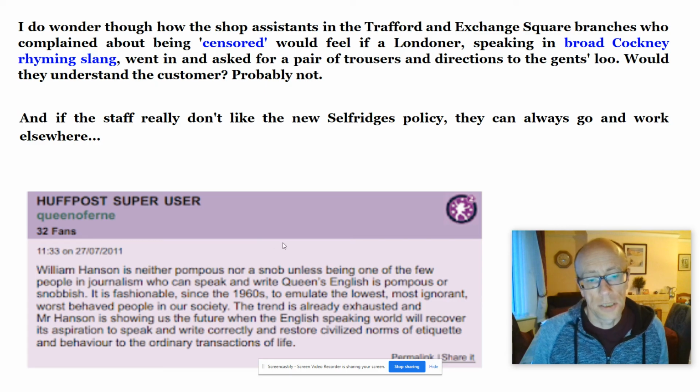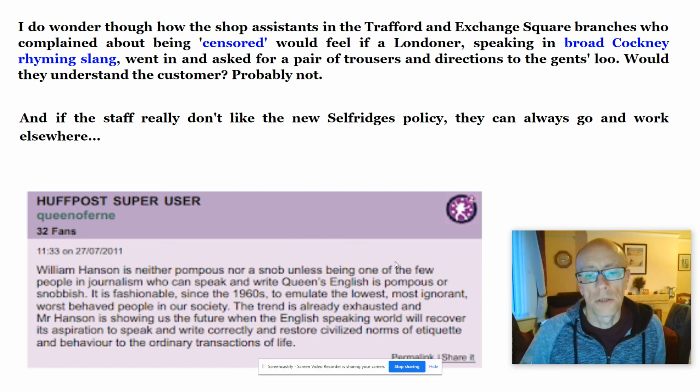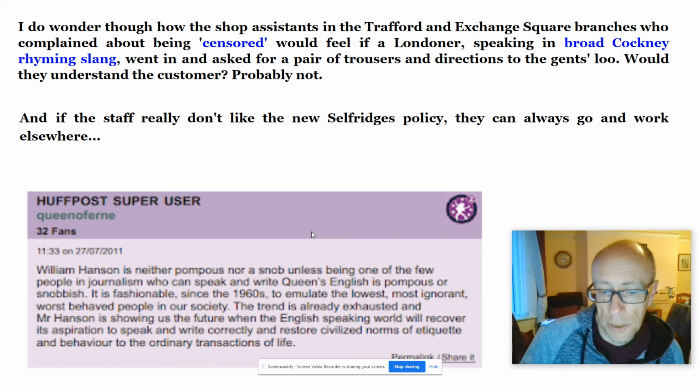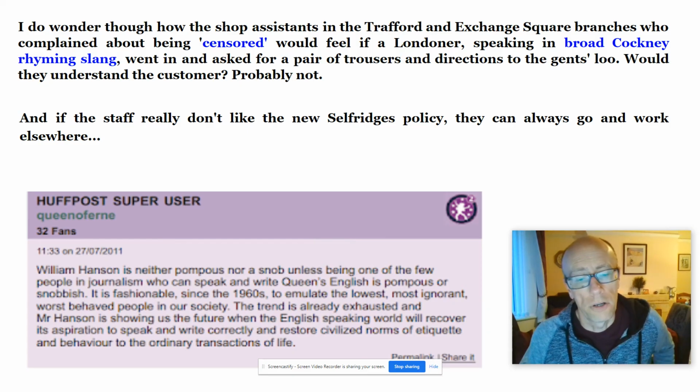So William Hanson is neither pompous nor a snob, unless being one of the few people in journalism who can speak and write Queen's English is pompous or snobbish. So there's quite a bold claim, an assertion being made there that journalists don't know how to use standard English. Like William Hanson, this contributor also uses the noun phrase Queen's English. So that's a loaded noun phrase that's all about status, and it shows basically that in this writer's mind, standard English is a superior form to other accent or dialect features.